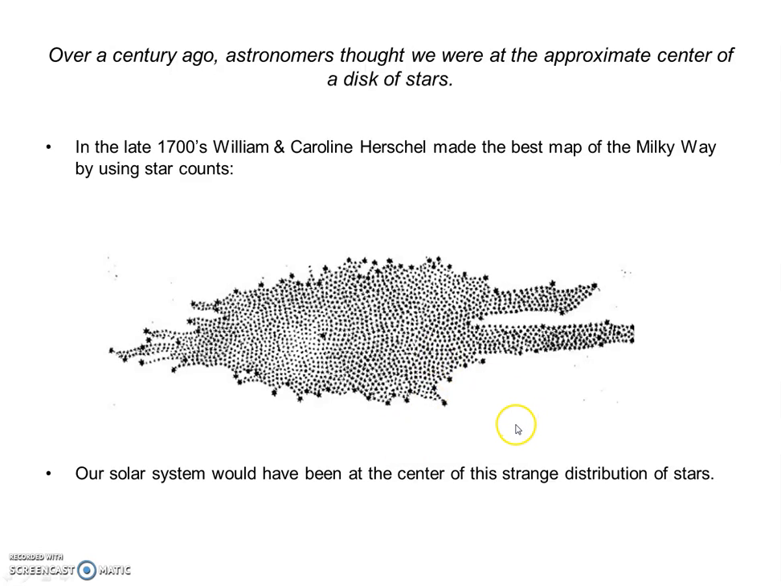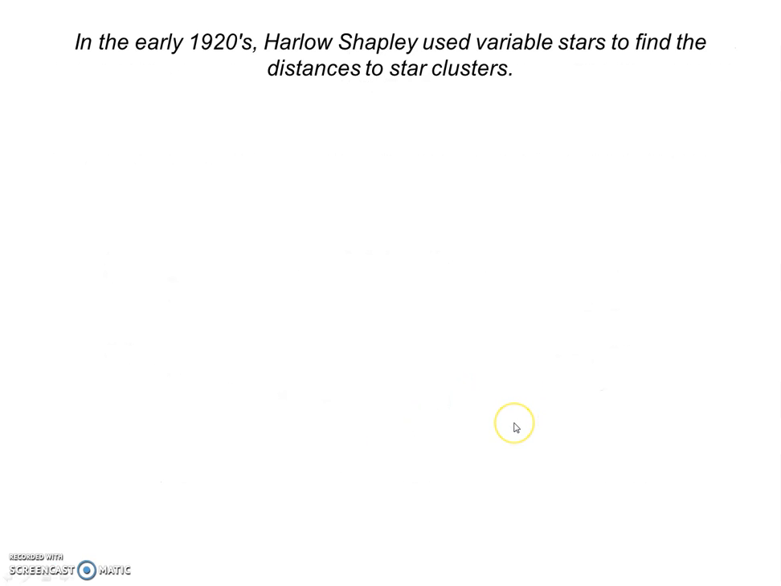In the early 1920s, an astronomer by the name of Harlow Shapley decided to test this assumption by using variable stars to find the distances to star clusters. He noticed something very interesting in the night sky, and this is something that pretty much most dedicated backyard astronomers understand. There are two types of star cluster.